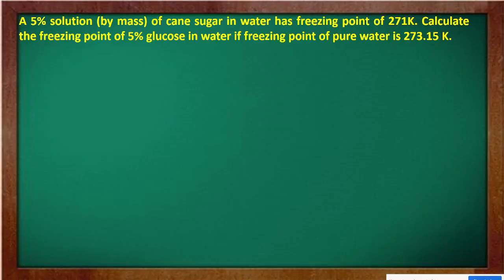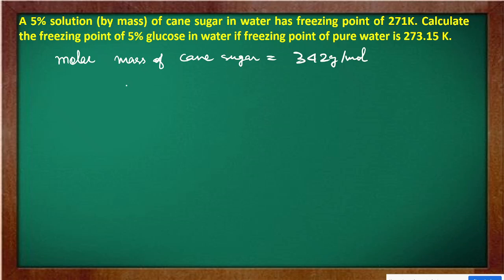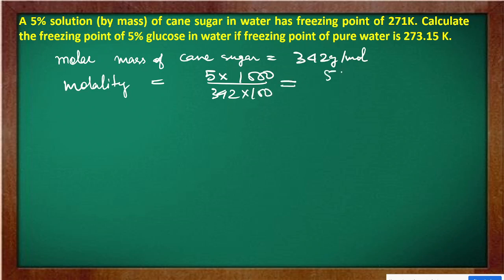See once again, here the molar mass of cane sugar is equal to 342 gram per mole, and the molality will be equal to 5 multiplied by 1000 by 342 into 100. Now if you solve this, you will get 5000 divided by 34200. This 0 and this 0 will cancel out.